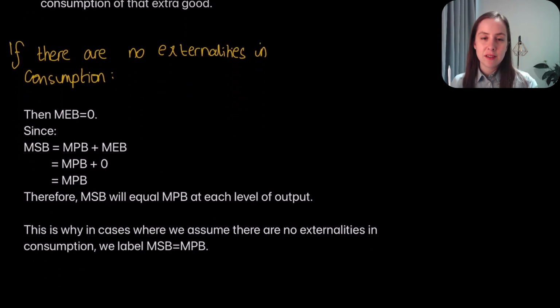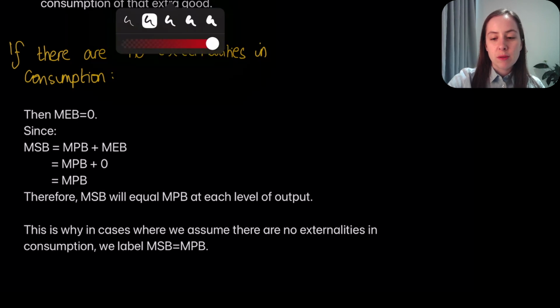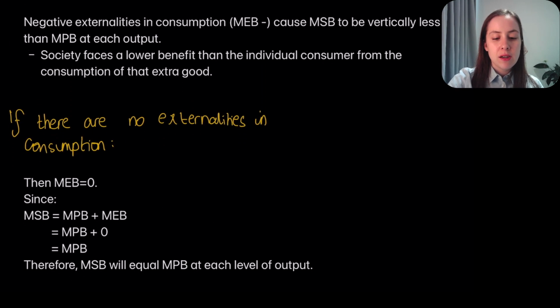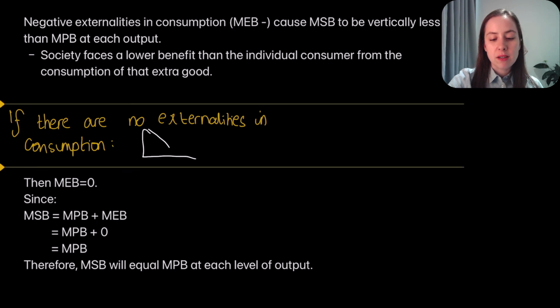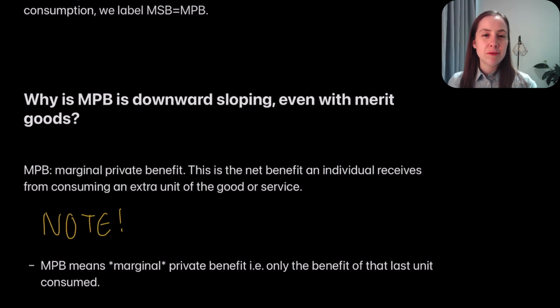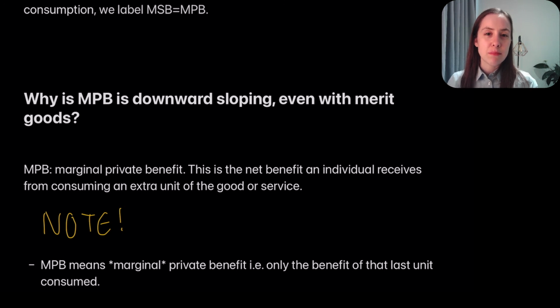If there are no externalities in consumption, this one's a cool one, it's going to mean this MEB is zero. And because it is zero, then it's going to mean your MSB is going to equal your MPB. Take a look at this fun equation showing that. If you add in the MEB equal to zero, MSB equals MPB plus zero, so therefore MSB equals MPB. And that's why sometimes when you're drawing graphs, you want to communicate that there's no externality in consumption, you can draw the MSB equaling the MPB.